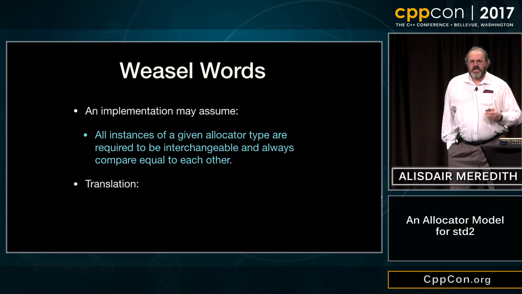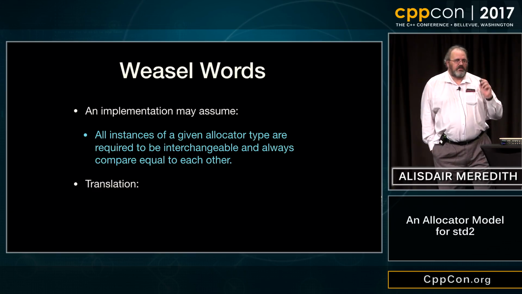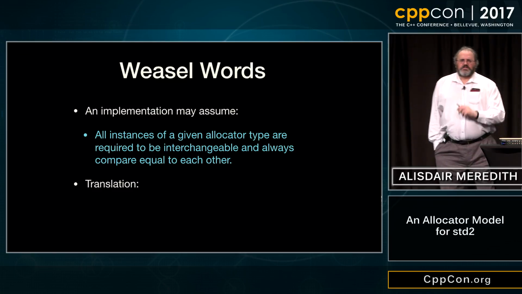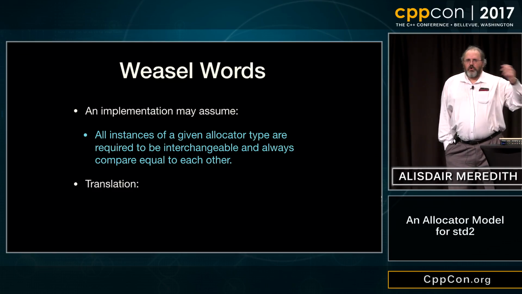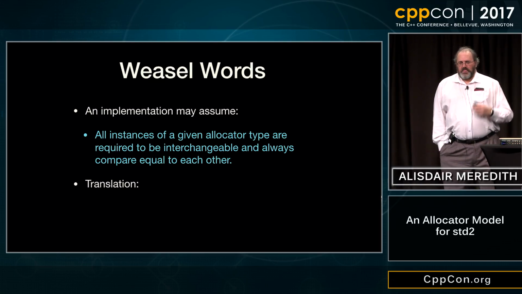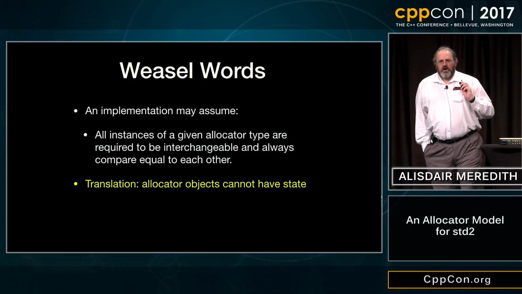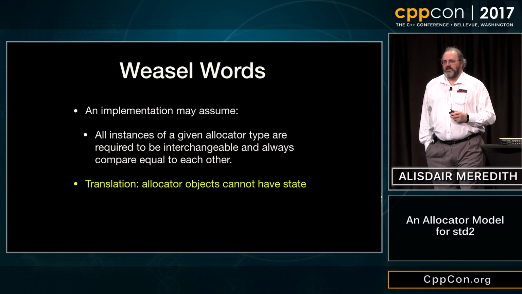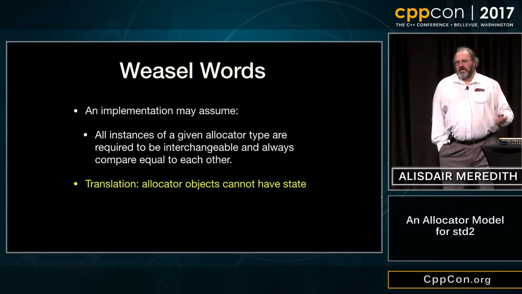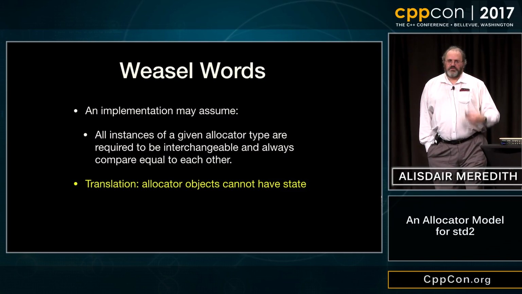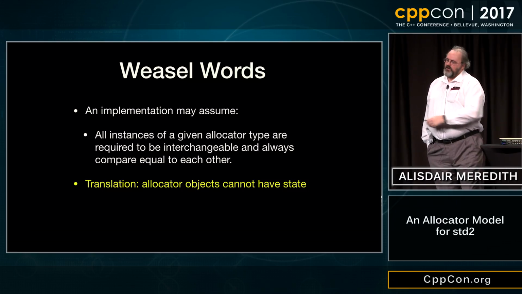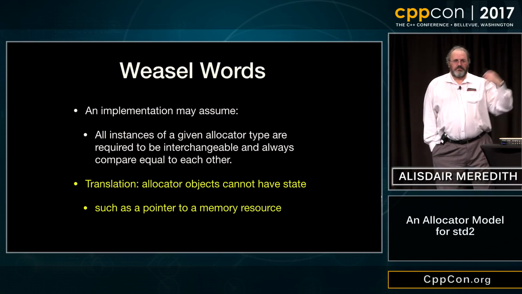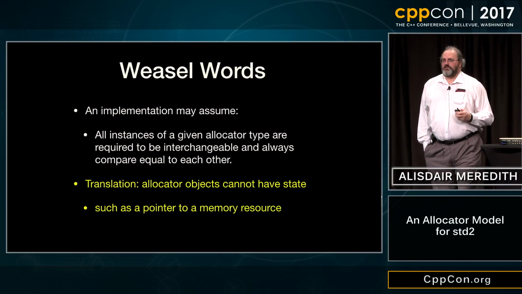So just a quick recap on the Weasel Words that we struck going way back to C++98. There was an assumption that all instances of a given allocator object would always be the same. They were always interoperable. And the translation there is that your allocator objects prior to C++11 could not reliably have state. And if your allocator object doesn't have state, it's really hard to do a lot of the interesting things we want to do to make allocation more useful and powerful. And in particular, you're not allowed to have a pointer to another mechanism that's looking after a lot of that allocation for you.